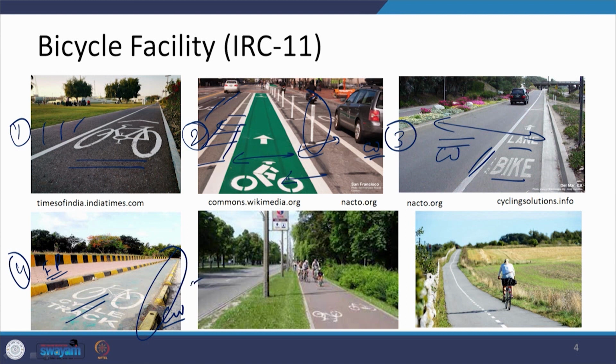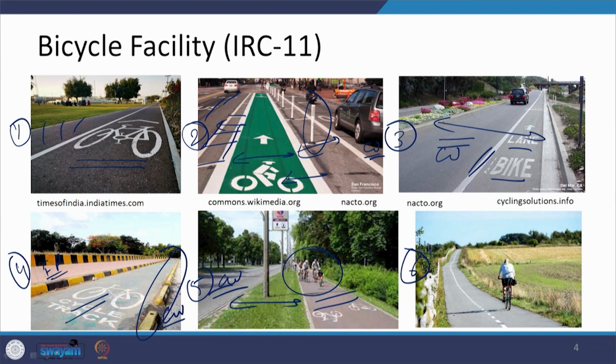If I look at the fifth one, then what I find is that the bicycle track is being provided on which a number of bicyclists are moving, and it has been segregated by an open area or a verge with respect to the carriageway on the other side. So, the total segregation is there in this particular case.